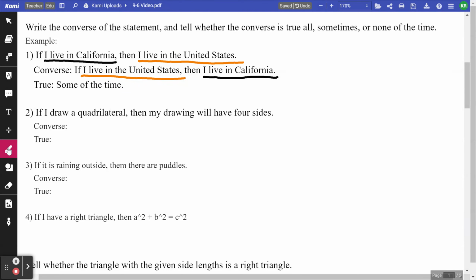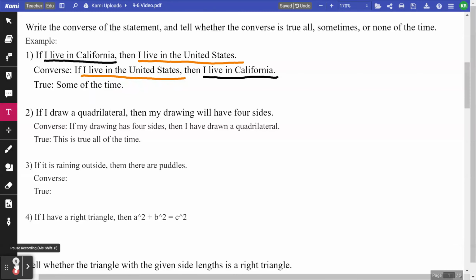So that's what you're doing on each of these examples for 2 through 4. Go ahead and try them on your own and then check back. So for number 2, if I draw a quadrilateral, then my drawing will have 4 sides. The converse of that, if my drawing has 4 sides, then I have drawn a quadrilateral. Well, that would be true all of the time. For number 3, the converse, if there are puddles, then it is raining outside. That would be true some of the time. Somebody could have thrown a bucket outside, somebody could have washed their car, so it doesn't necessarily mean that it is definitely raining outside. So the converse of that is sometimes true.